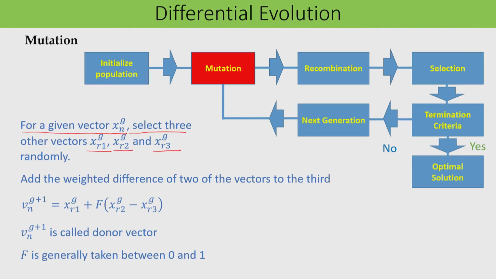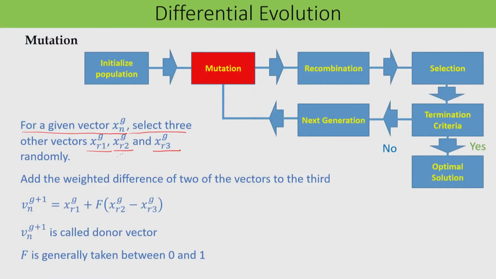So, what we are doing here from the population, we are selecting 3 vectors, that is x_r1,G, x_r2,G and x_r3,G. These 3 vectors are taken from the population randomly in order to get a mutated vector for x_i,G. Then we are adding the weighted difference of 2 vectors to the third vector. So, this is the new vector, or we call it donor vector. So, donor vector is created.